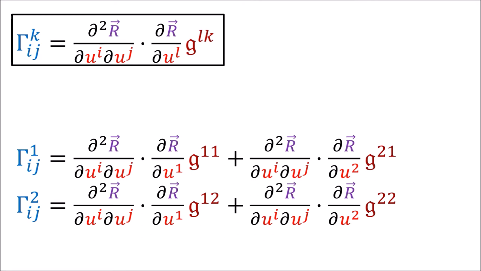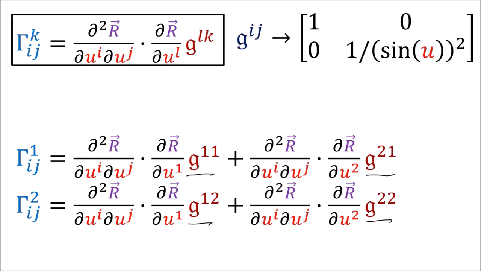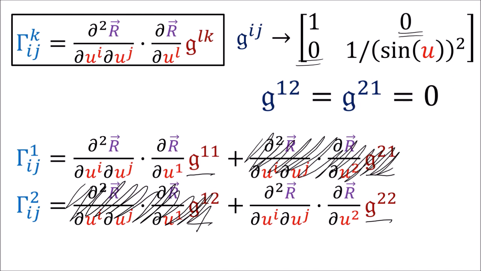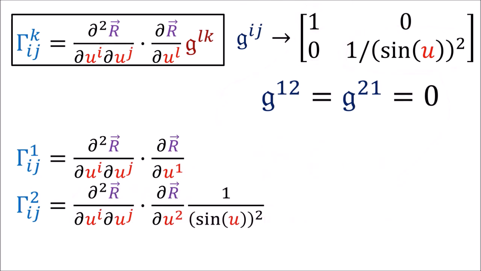Now, writing everything out like this, you'll notice that we have all four components of the inverse metric tensor written out explicitly. And just to remind ourselves, the inverse metric tensor looks like this. So some of the inverse metric tensor components are actually equal to 0. These off-diagonal components G12 and G21 are 0. So we can just kill off these parts of the Christoffel symbol formulas because the inverse metric tensor component inside them is 0. And what we can do now is sub in the rest of the inverse metric tensor components for G11 and G22. So that leaves us with these formulas here.